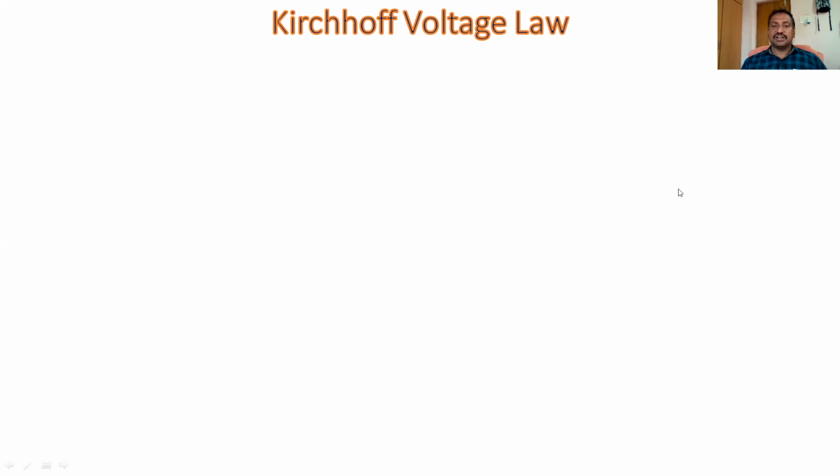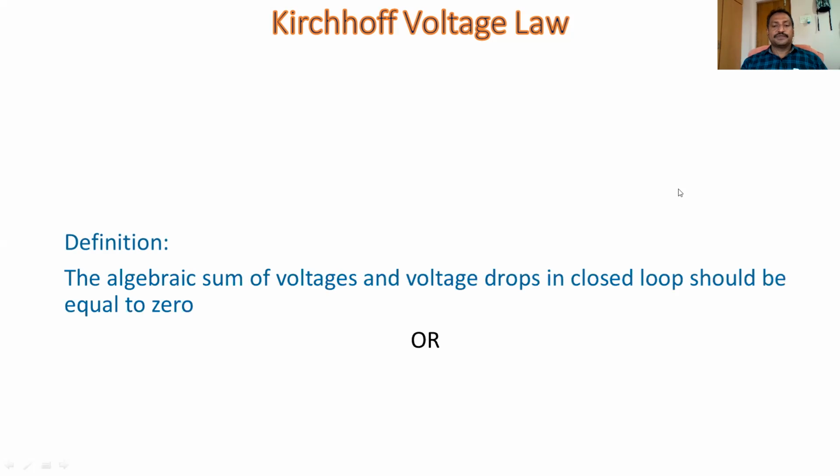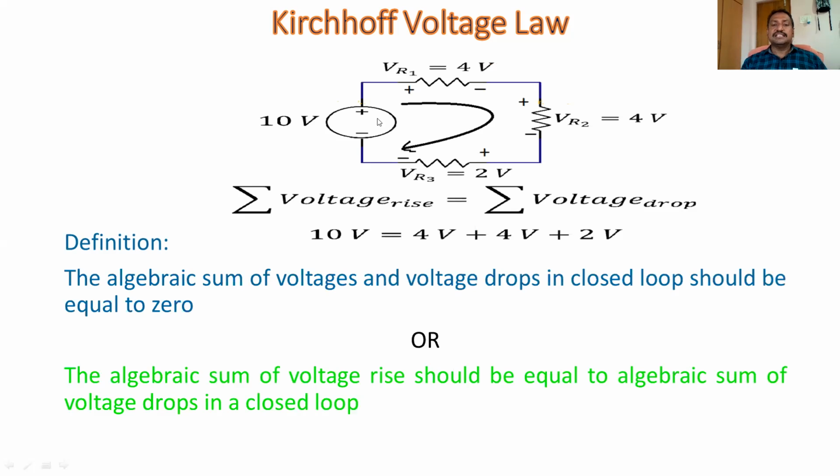First, we start with Kirchhoff's voltage law. What is the definition of Kirchhoff's voltage law? The algebraic sum of voltages and voltage drops in a closed loop should be equal to 0. The voltage drops are across the connected elements, maybe a resistor, an inductor, or a capacitor. The voltage drop across the resistor, inductor or capacitor should be considered, and the sum should be equal to 0.